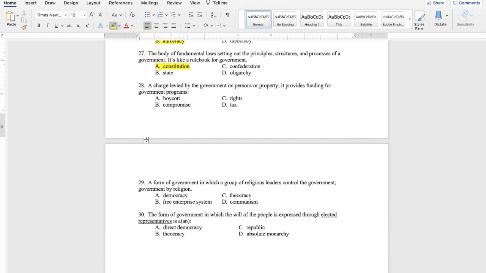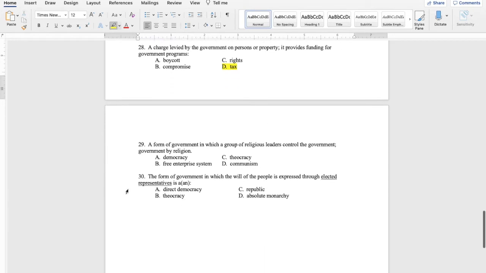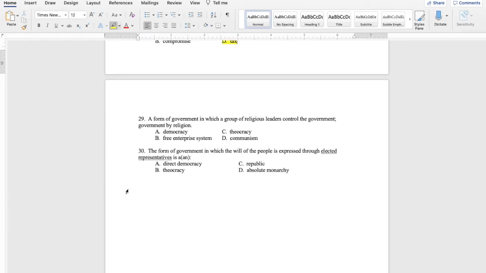Number 28 was also vocab. A charge levied by the government on persons or property. It provides funding for government programs. D, that is a tax. Last two, number 29, a form of government in which a group of religious leaders control the government, also known as government by religion. Yet another vocab word, C, theocracy. Make sure you study those vocab words.